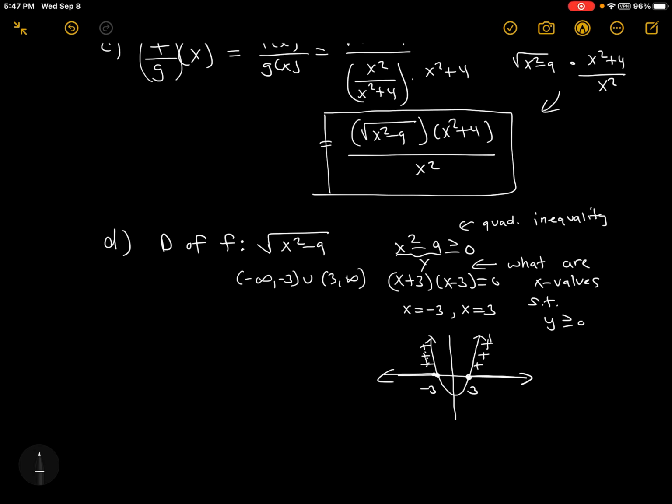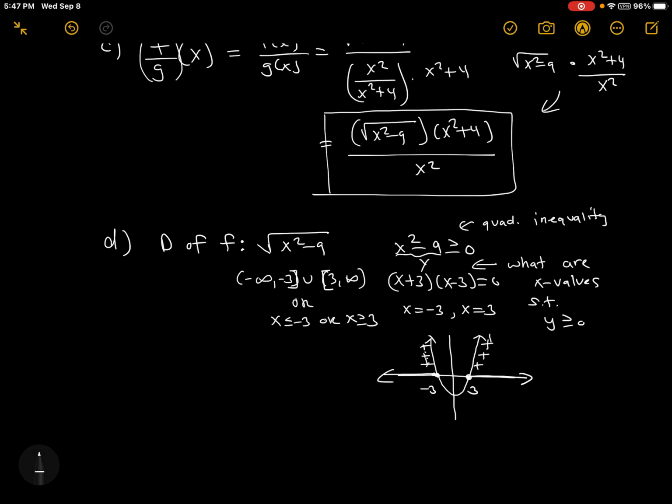X is less than or equal to negative 3, I should say. This should actually be a bracket. If you want to write x is less than or equal to negative 3 or x is greater than or equal to 3, that works as well. All right, so that's the domain of f.